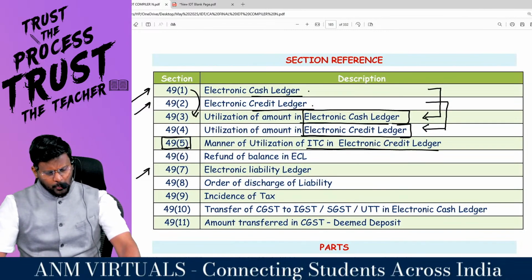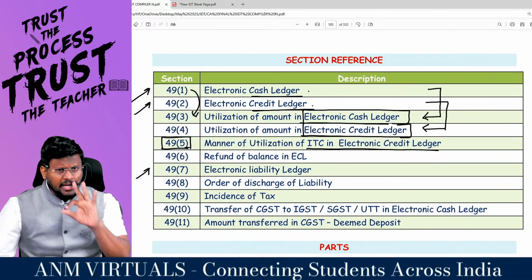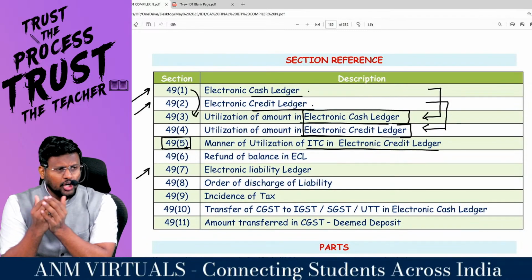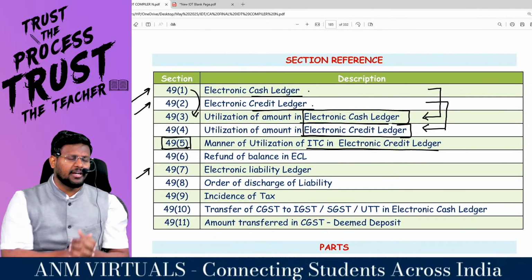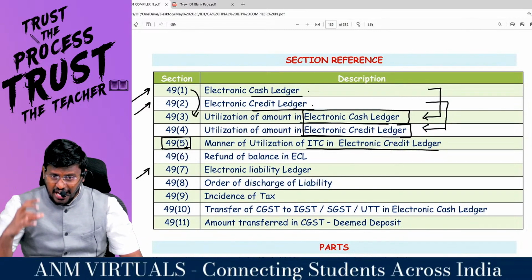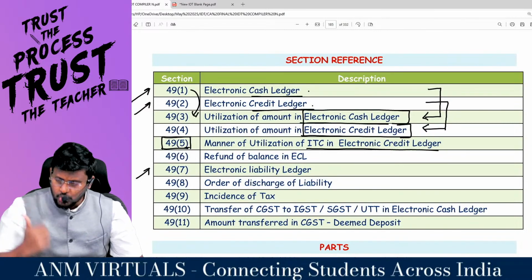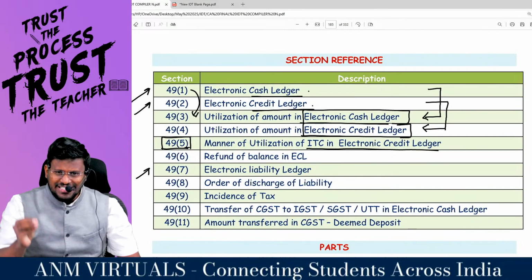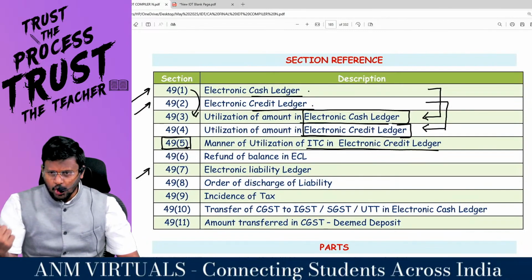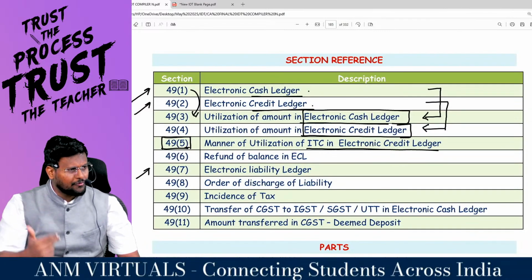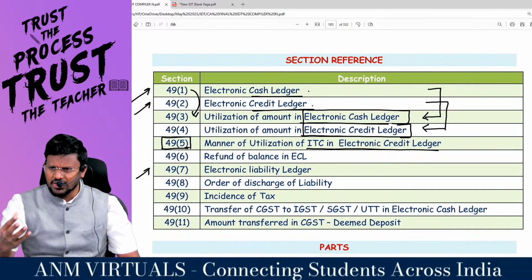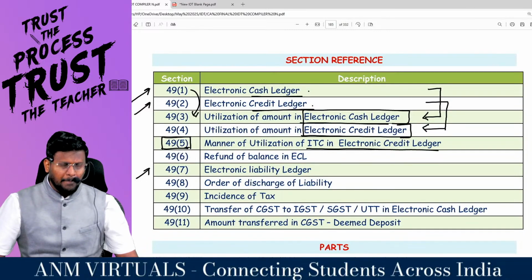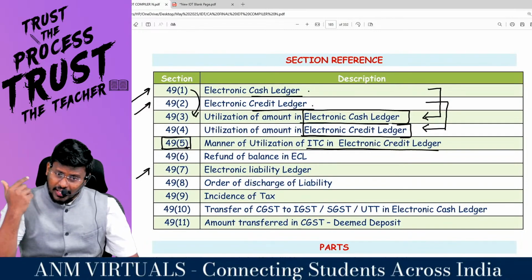So we mainly have three ledgers, my dear lovable students: electronic cash ledger, electronic credit ledger and electronic liability ledger. These three ledgers are in the government's books, not our books. We will be maintaining our own books in Tally, SAP software, or Zoho Books, or some other software to maintain the accounts. But our ledger will be there with the government.